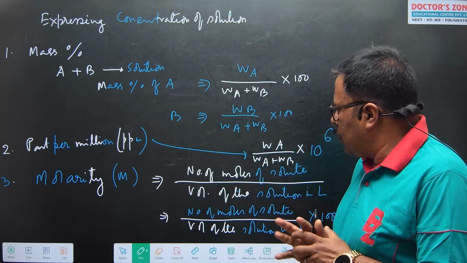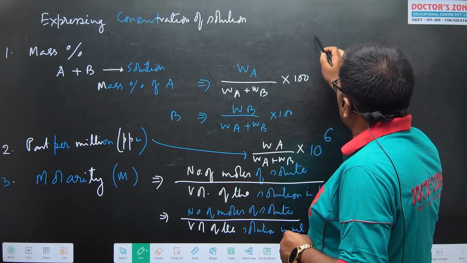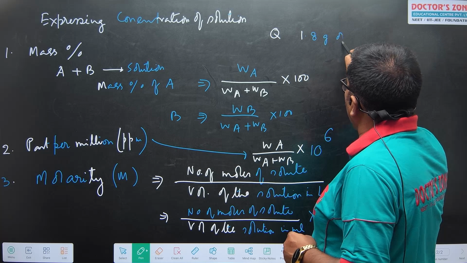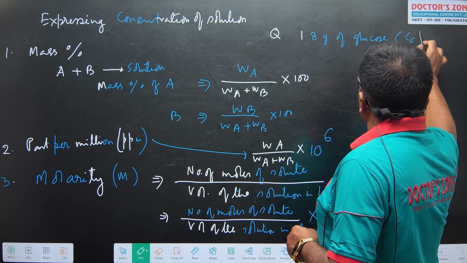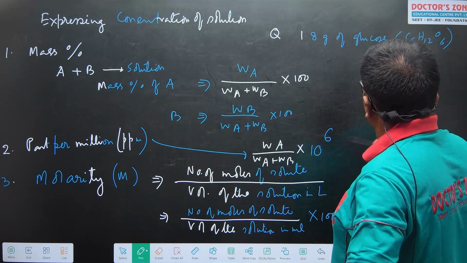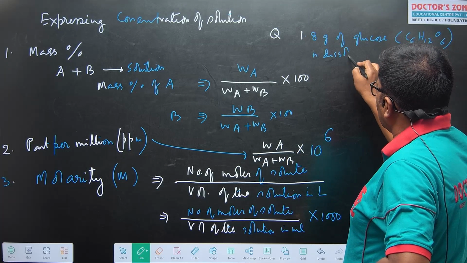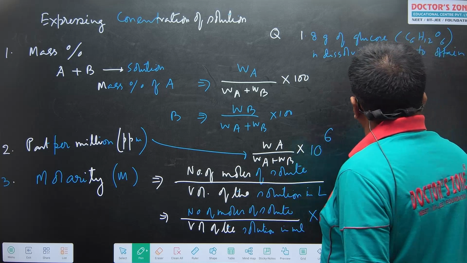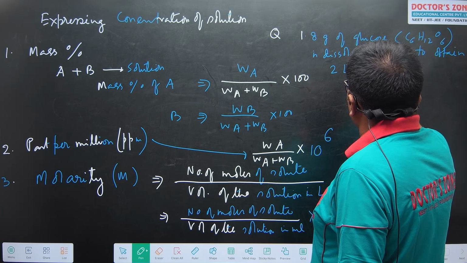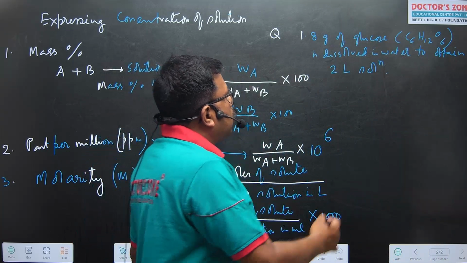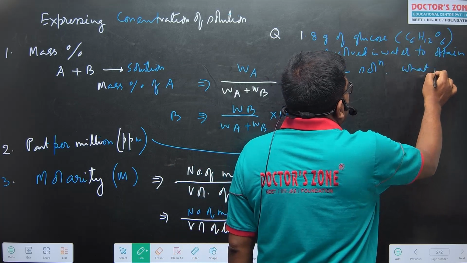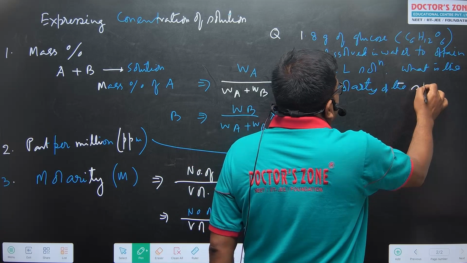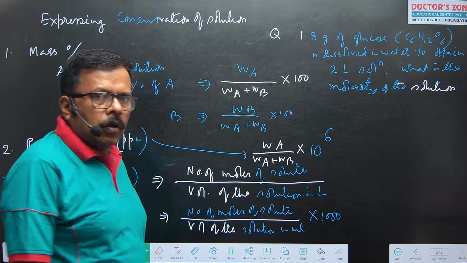Suppose let me give a numerical here on this. Suppose your 1.8 gram, this is a question, 1.8 gram of glucose C6H12O6 is dissolved in water to obtain 2-liter solution. What is the molarity of the solution?